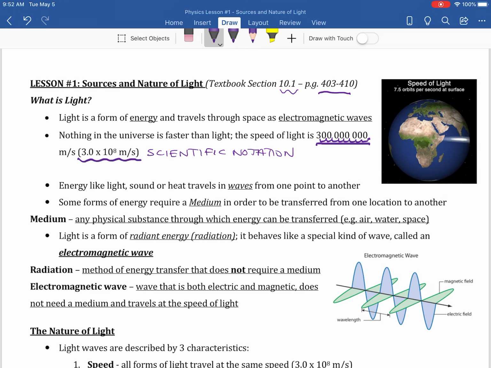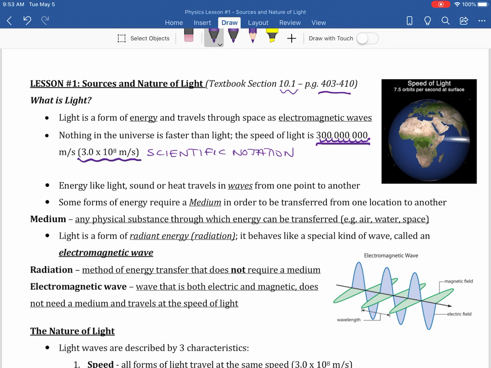So when we talk about light, light is the fastest moving thing that we know about. And the speed of light, 3.0 times 10 to the power 8 meters per second. But energy is also like light, and it also moves in waves. Okay? Some kinds of energy need something to move in, okay? And that something that it needs to move in is called a medium. So we're not talking about the size of your t-shirt. We're talking about what light or energy can travel in.